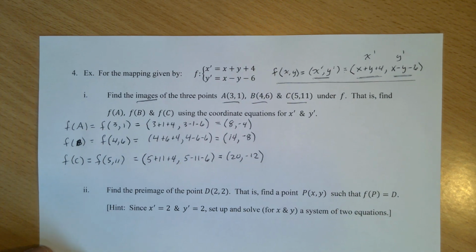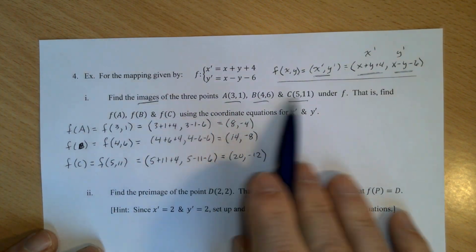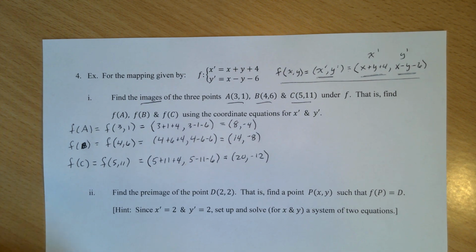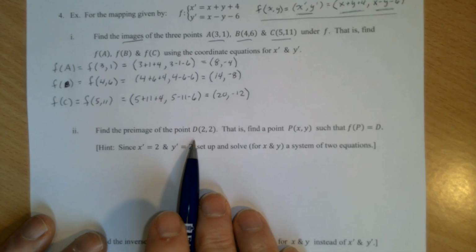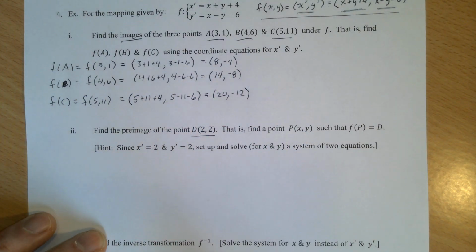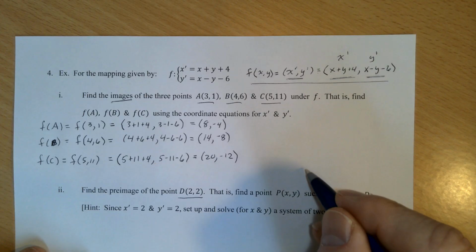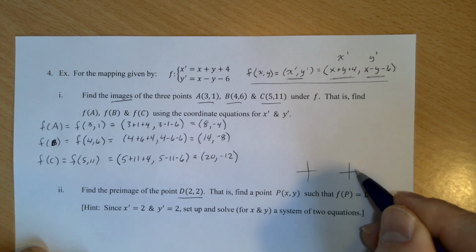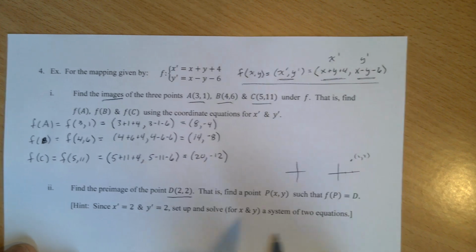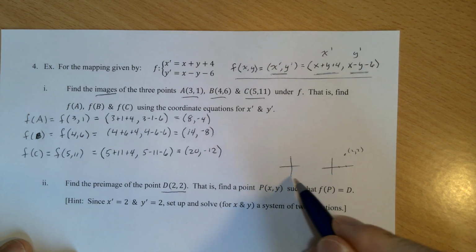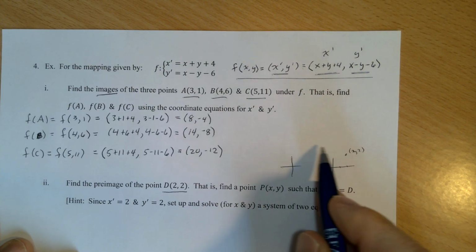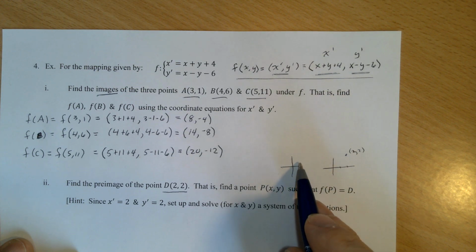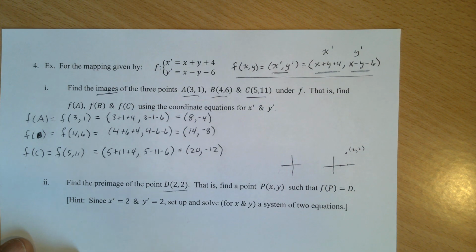Okay, so we computed images of 3 random points. Now we're going to go the opposite direction. We're going to find the pre-image of the point 2, 2. So once again, what that means is 2, 2, we'll say, is about here. We need to find the point in the plane that maps to 2, 2. That gives us the pre-image. Here's the image of the point, and then we need to find the pre-image of 2, 2.